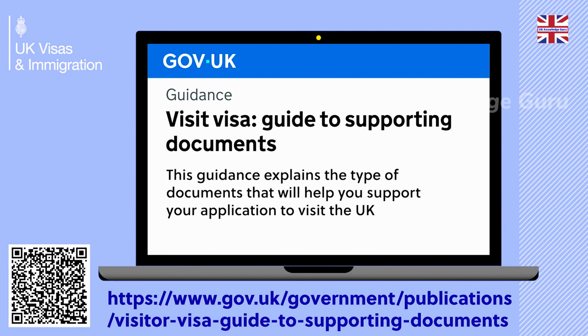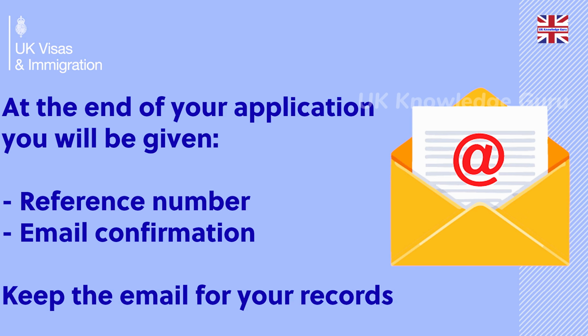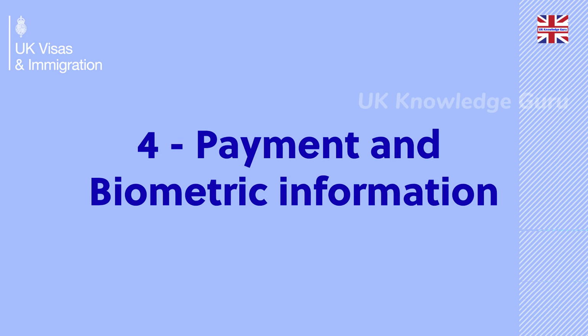You can read the additional guidance, visiting the UK Guide to Supporting Documents, available on gov.uk, to help support you to prepare your application before you start. At the end of your application, you will be given a reference number and an email to confirm the application has been completed. You should retain this email for your records.